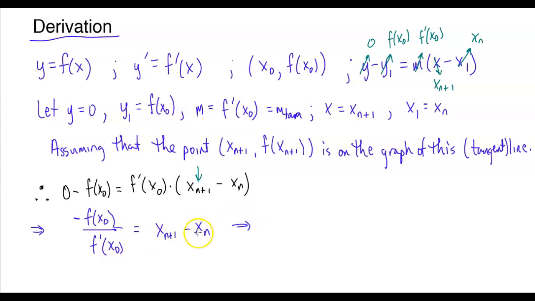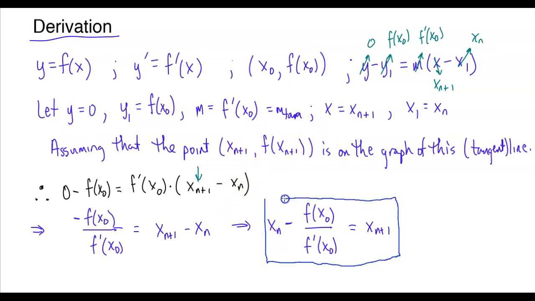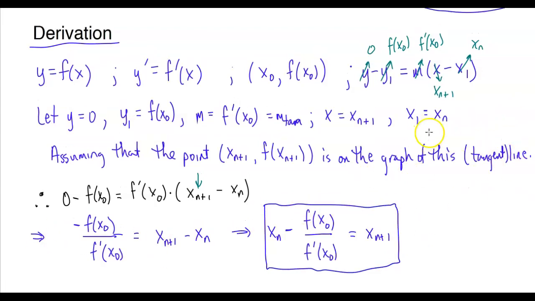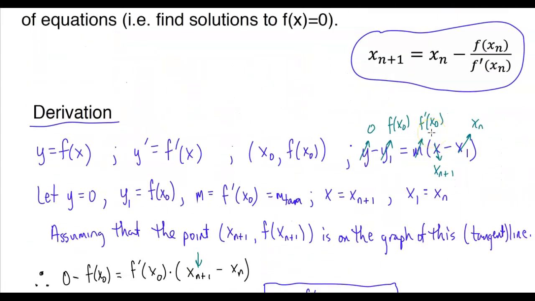And then of course from here, if we add x of n to both sides, then we have x of n minus f of x sub 0 divided by f prime of x sub 0, and that is going to be equal to x of n plus 1. And so you see here, what we have is essentially the same formula that I had up here. Okay, same exact formula.